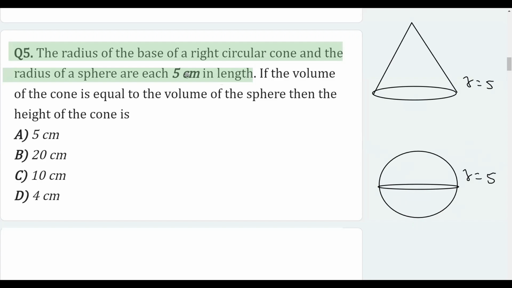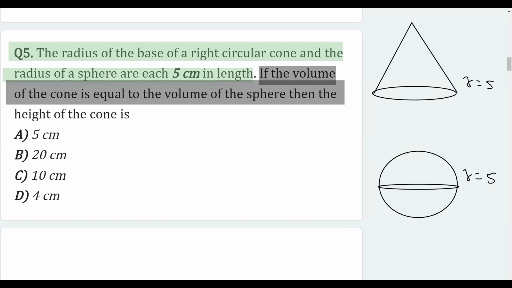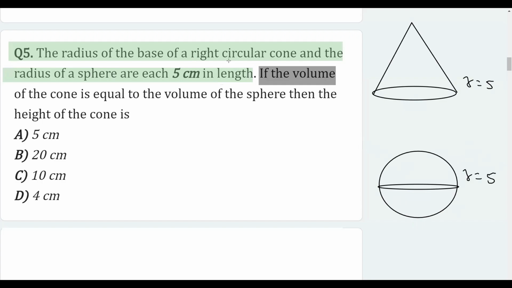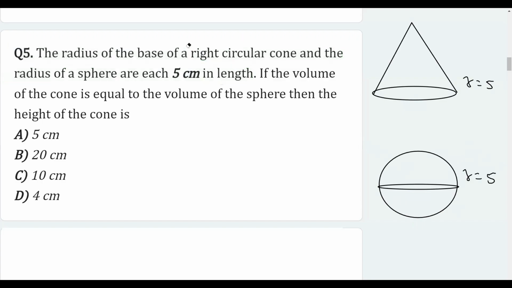What we have to determine, let's figure out. It says if the volume of the cone is equal to the volume of the sphere, then the height of the cone. That means we have to get the height of the cone. So for that, first of all, we know the radius here and we have to determine the height here. The height here by default has to be the vertical height and not the slant height.